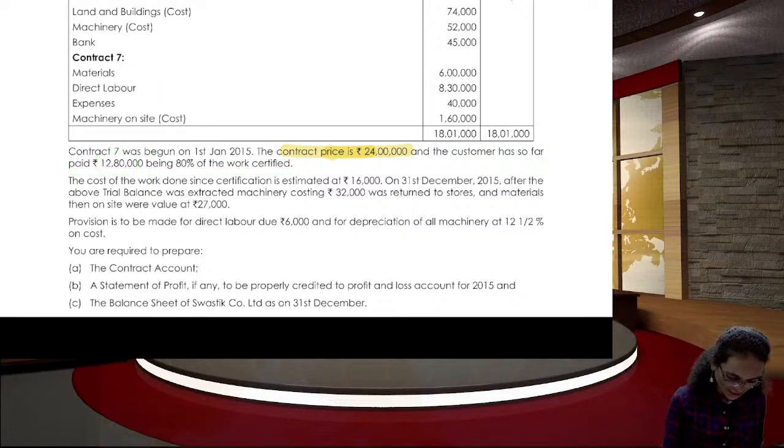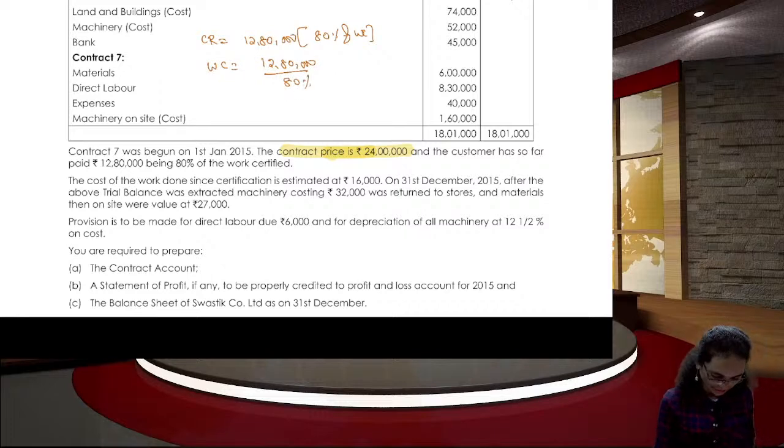So once again I'll show you. Cash received is 12,80,000, which is representing 80% of work certified. In the sense, work certified is 12,80,000 divided by 80%. The cost of the work done since certification is estimated. In the sense, it is an uncertified one.